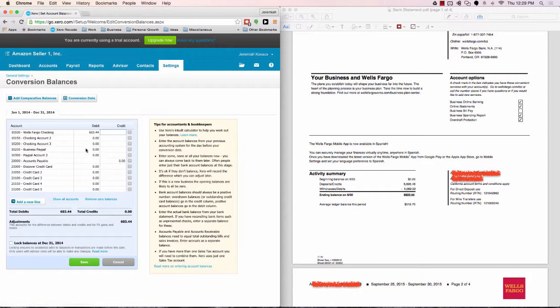But bank accounts, the normal balance goes in the debit side. For credit card accounts, the normal balance goes on the credit side. So now that we've got our checking account, that's how you're going to plug that. You're going to just totally take the number from the statement, plug it straight into the conversion table.